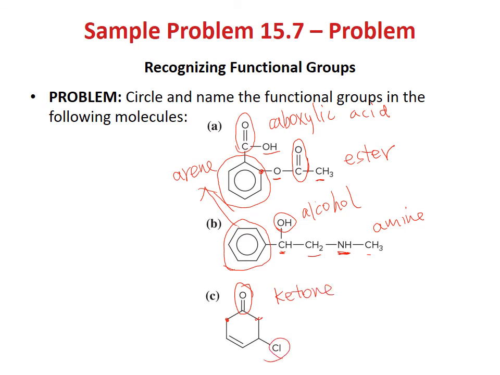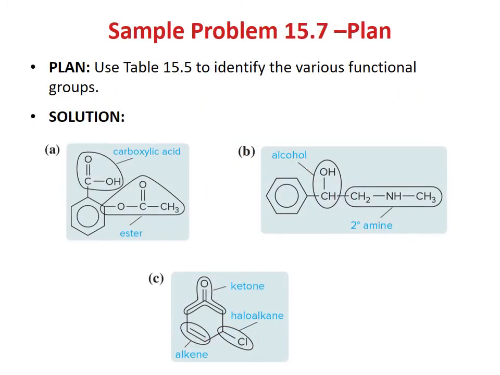A chlorine bonds to carbon with no CO double bond, so that's a haloalkane. Now there's a double bond here, that's an alkene. Here shows the answer keys for sample problem 15.7.